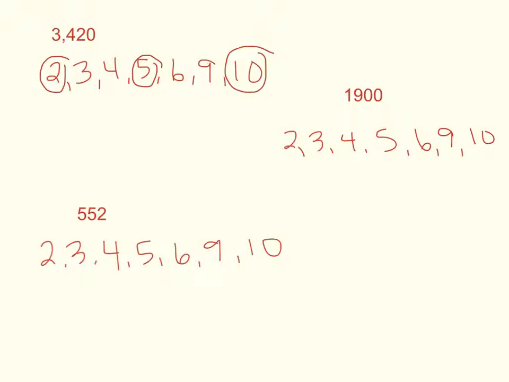Going through the other numbers, now I go for 3. For 3 and 9, I have to add the digits up. 3 plus 4 is 7, plus 2 makes 9. 0 doesn't count, so 3 will go into 9. 9 will also go into 9, and therefore those are both yeses.